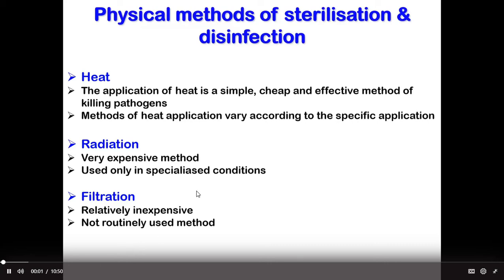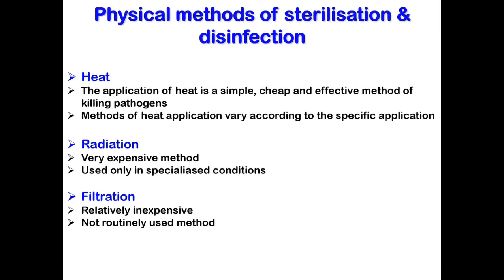Okay, so now we'll talk about the physical methods of sterilization and disinfection. The physical methods of sterilization and disinfection are heat, radiation, and filtration. Heat is a simple, cheap, and effective method, and the methods of heat application vary according to the specific use or application. Then you have radiation, which is a very expensive method, so it's only really used in specialized conditions. And then you've got filtration, and although this is relatively inexpensive, it's not routinely used.